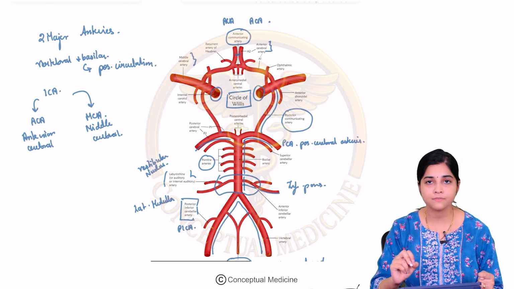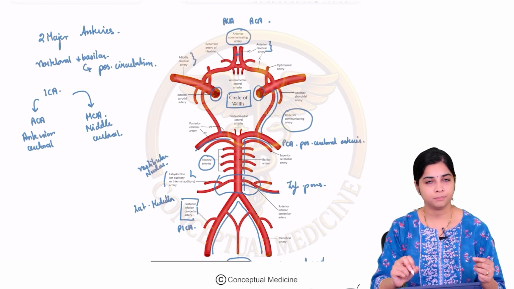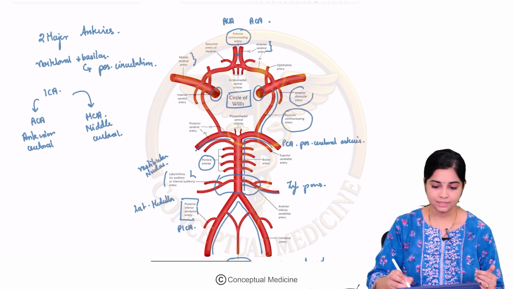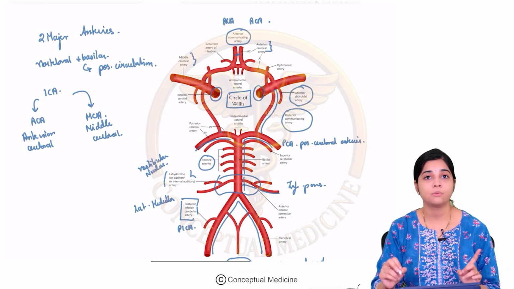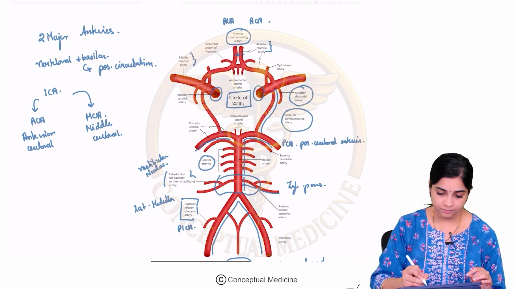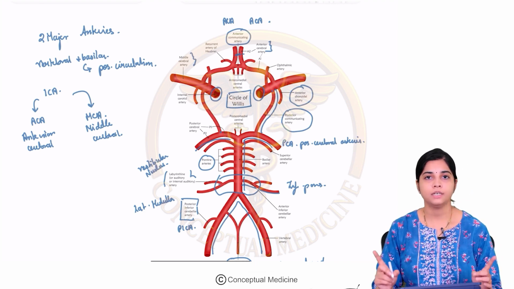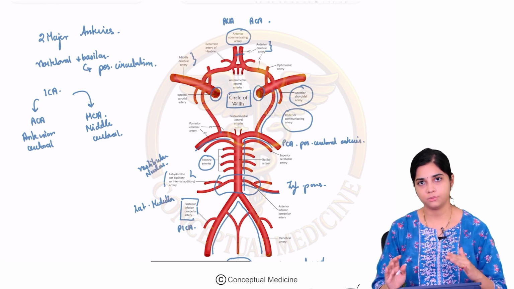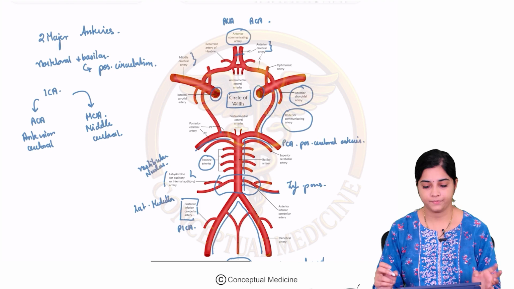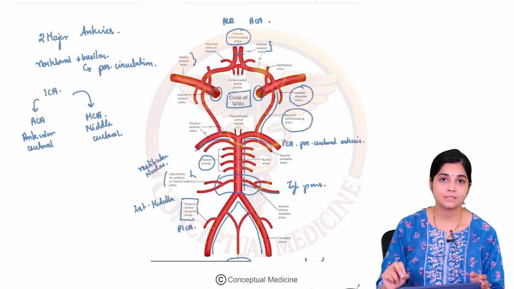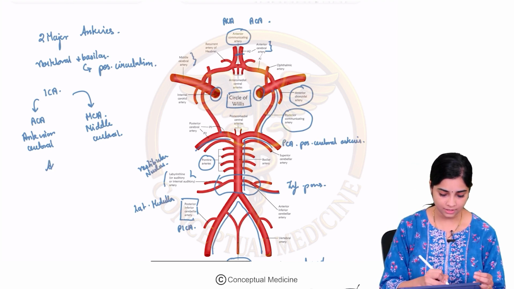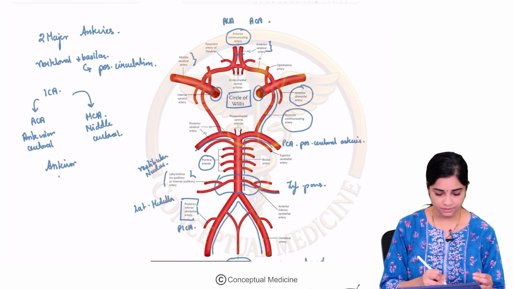Then we have other branches from the internal carotid, including the PCOM, which helps in completion. So we have the PCOM, then we have the anterior choroidal artery, and the ACOM, which is your anterior communicating artery, is basically present between the two branches of the ACA, connecting the two ACAs. So what we discussed here, the internal carotid artery and its branches including MCA and ACA, is your anterior circulation.